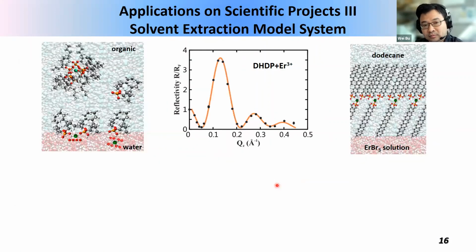Okay, here's another example. We use this technique for a solvent extraction system. Solvent extraction is a technique to extract some specific metal ions from the aqueous phase to the organic phase with the help of extractants. And the interfacial structure of this system is very important to understand this process. Here's our model system. We use DHDP as the extractant and barium chloride as the target metal ion in the aqueous solution. And we did reflectivity on this system.